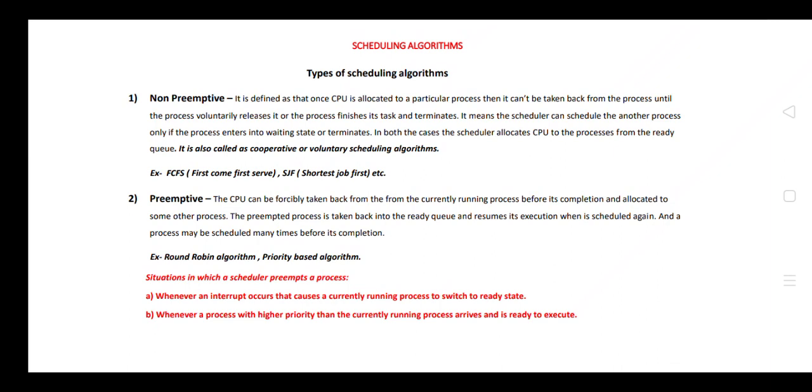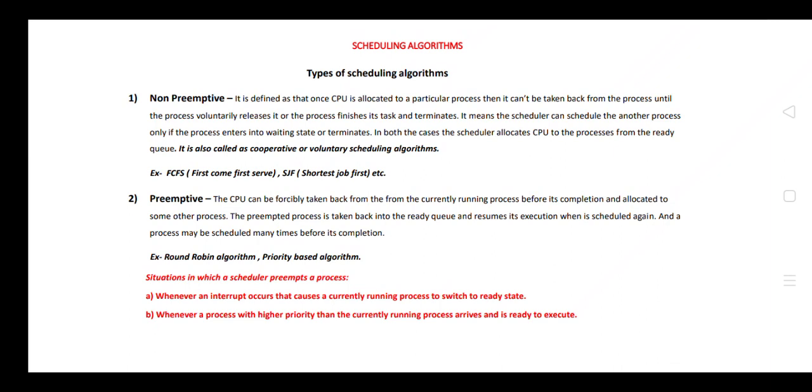Then the second thing we discussed is the situations in which we need to schedule a particular process. Whenever a process switches from running to waiting state, we need to schedule a process. Whenever a process moves from running to ready state, we also need to schedule a process. Similarly, if a process moves from waiting state to ready state, and if a process terminates and exits from the system, then again we need to schedule another process from the ready queue.